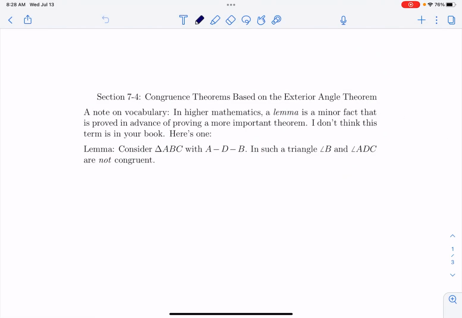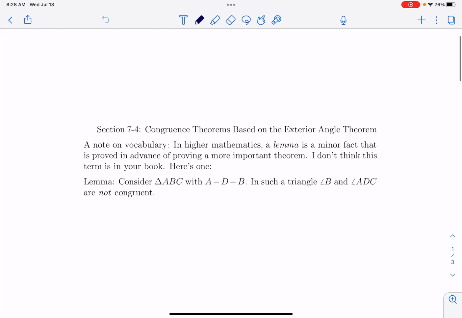Hello, these will be the notes for section 7.4, which is congruence theorems based on the exterior angle theorem. So we'll just remember that we already know a few rules about when triangles are congruent. We have a side angle side rule, we have a side side side rule, and we have angle side angle.